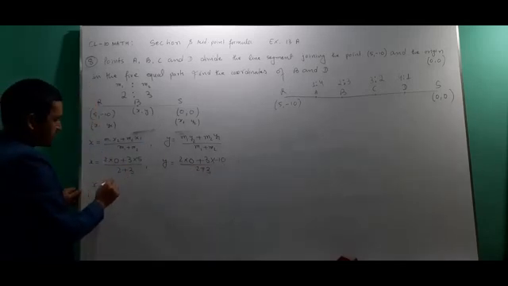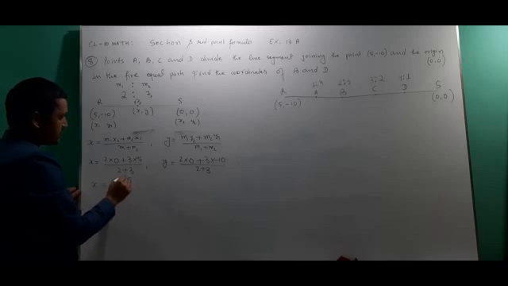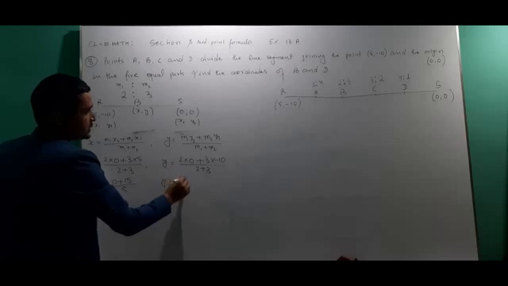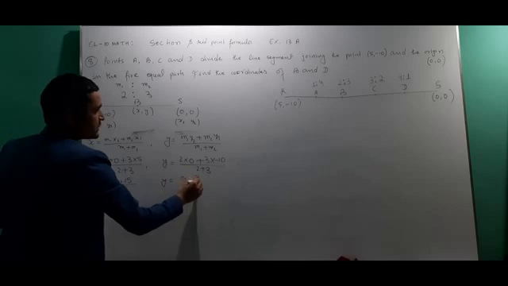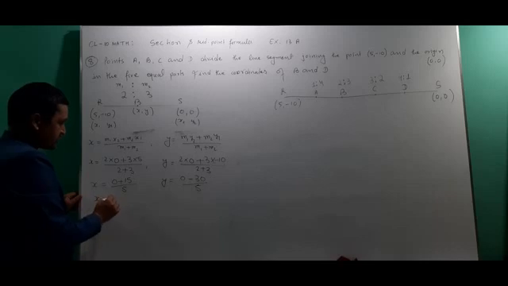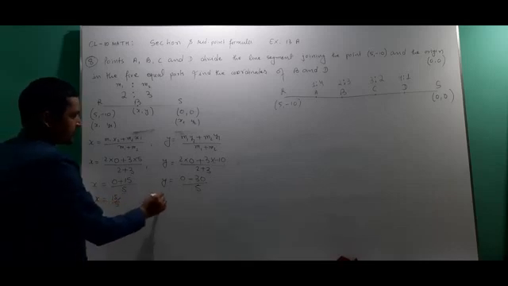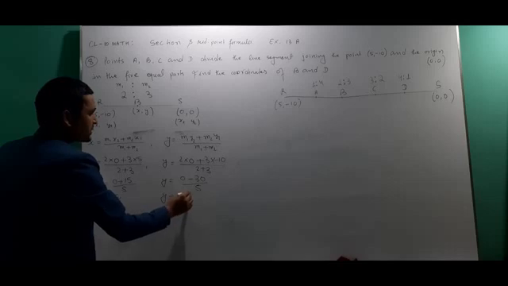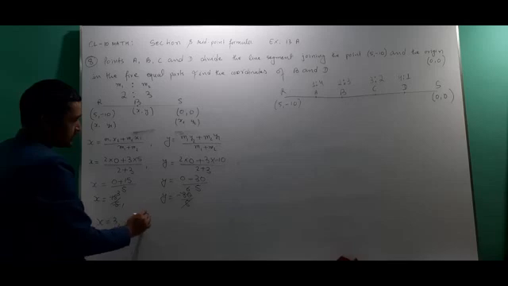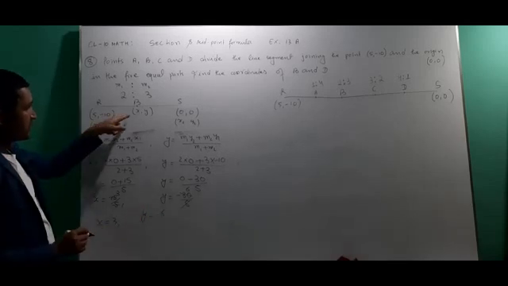Then x equals 0 plus 15 divided by 5. Y equals 0 plus minus 30 divided by 5. Now x equals 15 divided by 5. Y equals minus 30 divided by 5. 5 ones are 5, 5 sixes are 30, 5 ones are 5, 5 threes are 15. Then x equals 3, y equals minus 6. Now we got the coordinate of B.